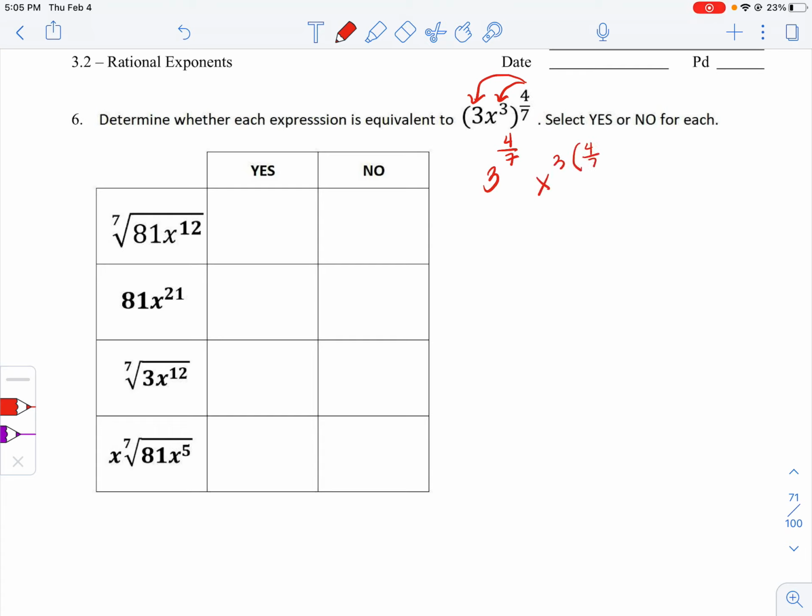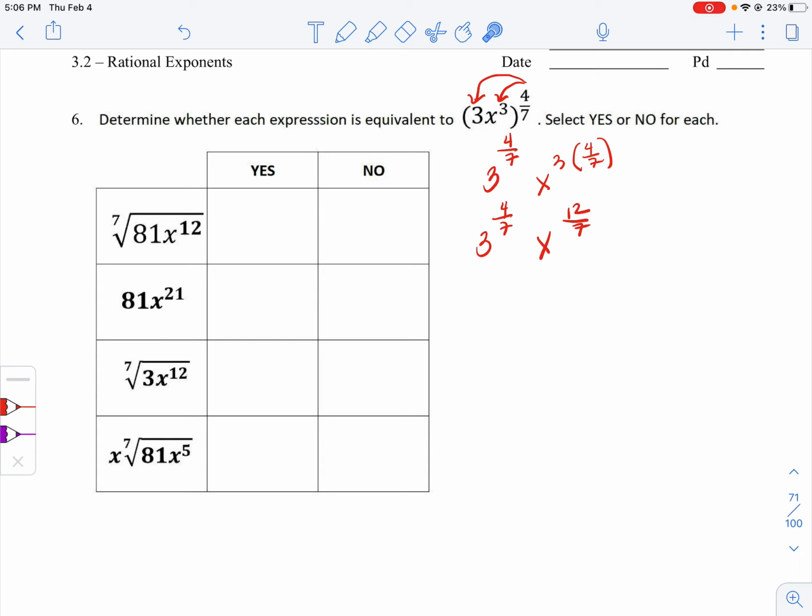So I think I can simplify. Remember the property which I discussed before? It's called power of a power. So if a power is raised to another power, you can multiply the two powers. So technically that is going to be 3 times 4, that's 12 over 7. Okay, does it match with anything? Nope, it doesn't. But there is a radical going on.